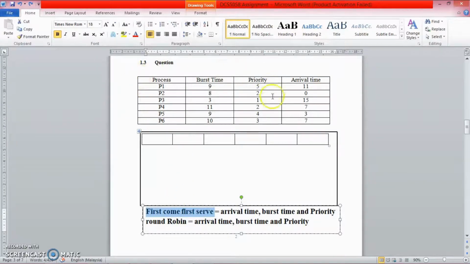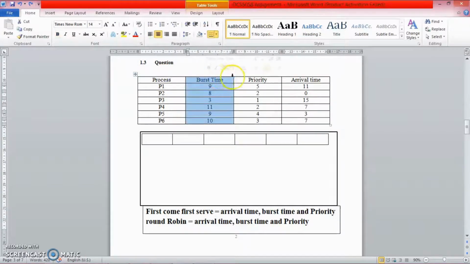We have a question here, have a look at the table. We have process, burst time, priority and also arrival time. Now let's do the Gantt chart for first come, first serve. For the Gantt chart, arrival time is very important. Let's begin with 0. So let's put 0 here.